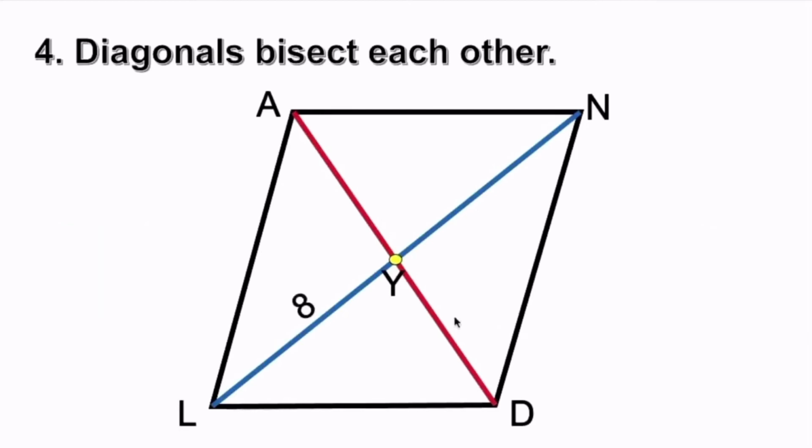Magbigay tayo ng example. Sa same parallelogram LAND, kung ang segment LY ay may sukat na 8 units, nangangahulugan na ang segment YN ay 8 units din. Bakit? Because diagonals bisect each other. Or, kung ang kabilang diagonal ay may sukat na 12 units, ibig sabihin nito, segment AY is equal to 6. At yung segment YD is another 6 units.